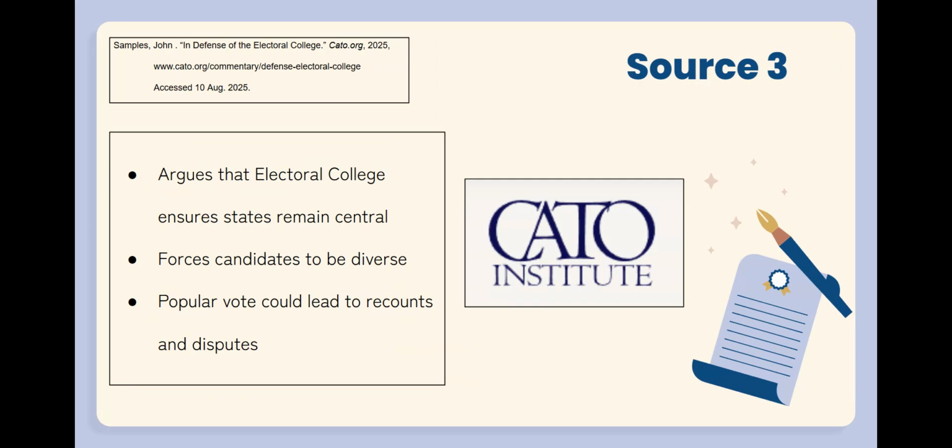In a popular vote scenario, candidates would go to the most populous states where the most dense urban population is and advocate there because the rural areas don't have that much power and they wouldn't be wasting their resources in those locations. Another issue with popular vote is that it could lead to recounts and disputes, as we've seen with the 2000 election, Bush versus Al Gore. And this was from the Cato Institute.